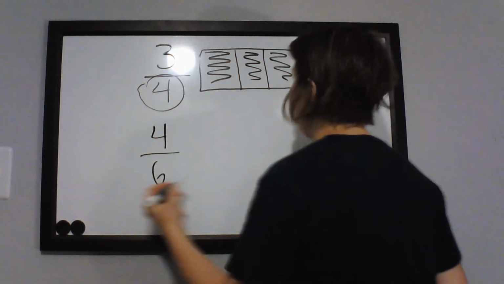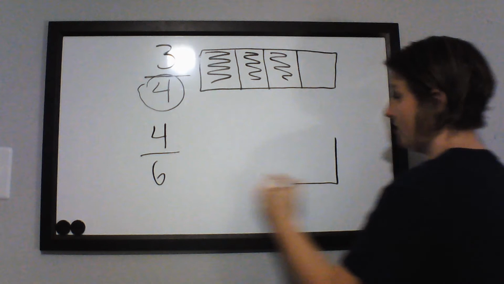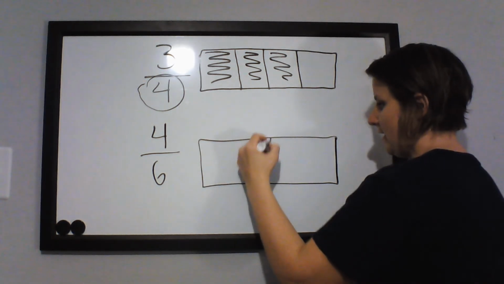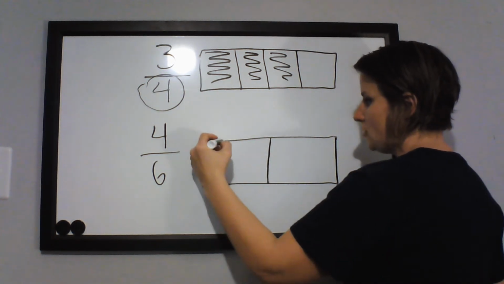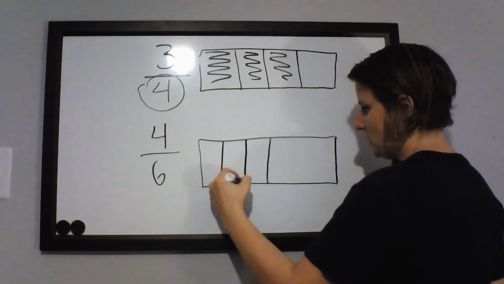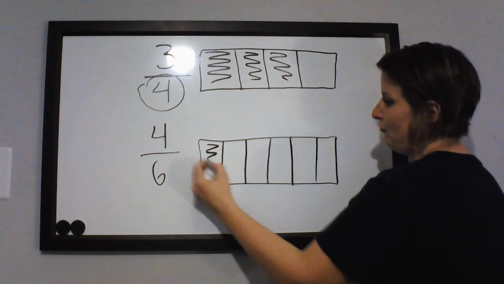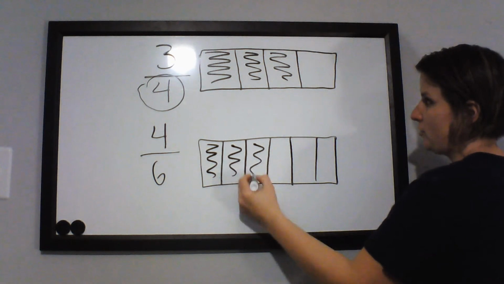Okay, and so if we look at 4/6, that means now I have the same whole. It's the same size whole. It's like the same size candy bar, except this time it is split into 6 pieces that are all the same size, and I have 4 of those 6 pieces.